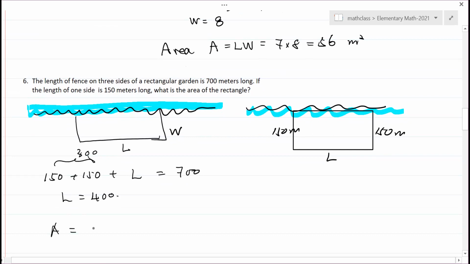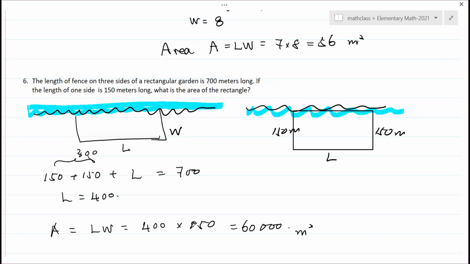So the area is going to be length times the width. L is 400. Width is 150. So that's going to be 60,000 square meters. Is that true or not? Right? Yeah, 60,000. I think 60,000 is the correct answer, and not everybody got the same answer. Okay, so this time.